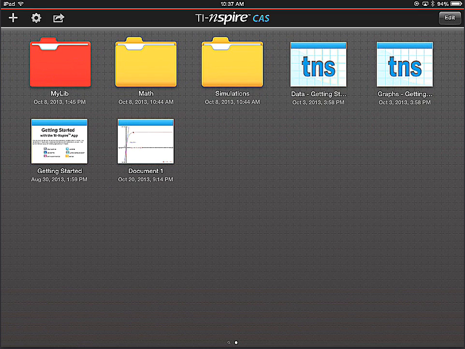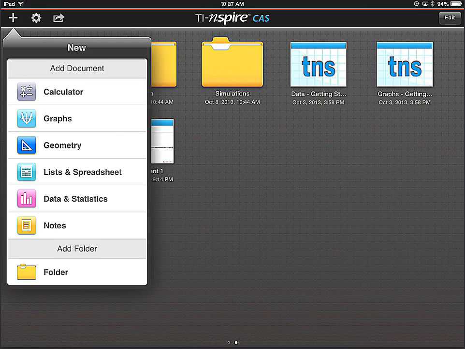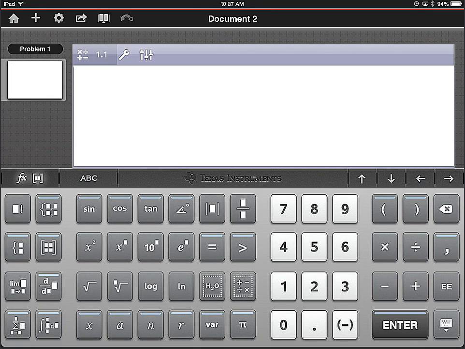This brings up the home screen, and in the upper left-hand corner here, I've got a plus symbol. That means to add a new document. I'm going to add it, and I want to add a calculator this time because I'm just going to work on some basic calculations. There are some controls here like the wrench and the display controls. I don't need to worry about those yet.